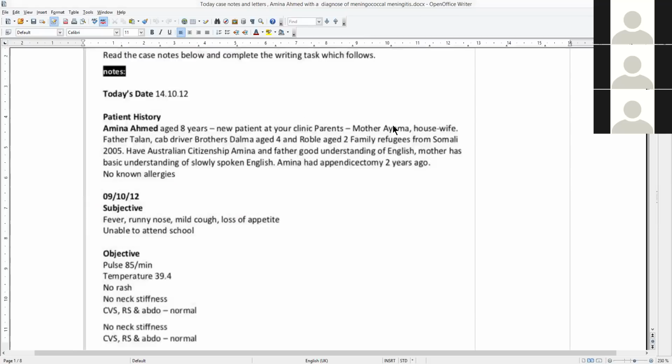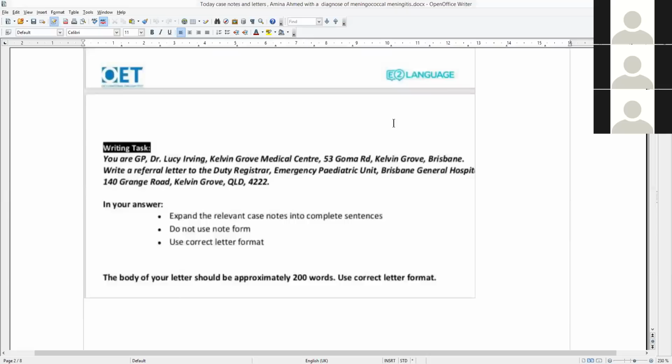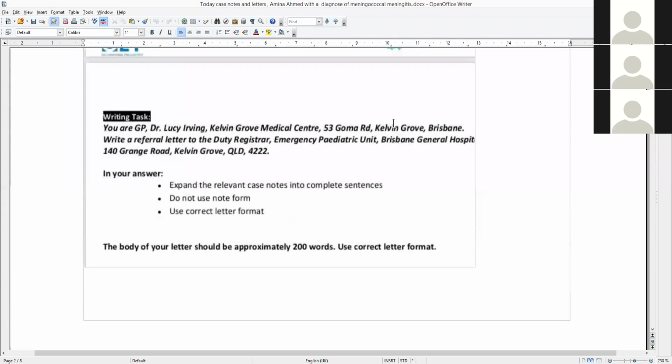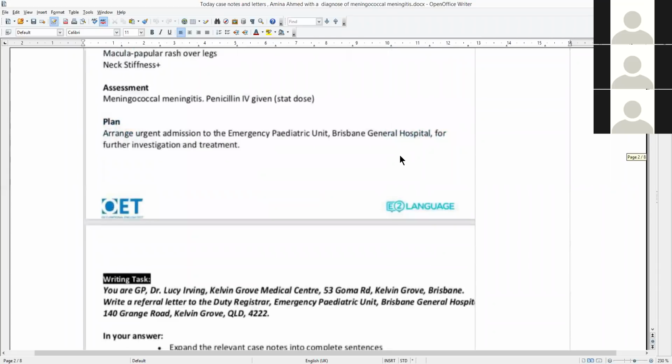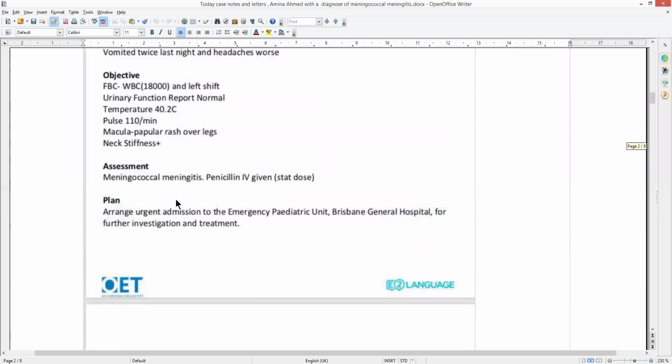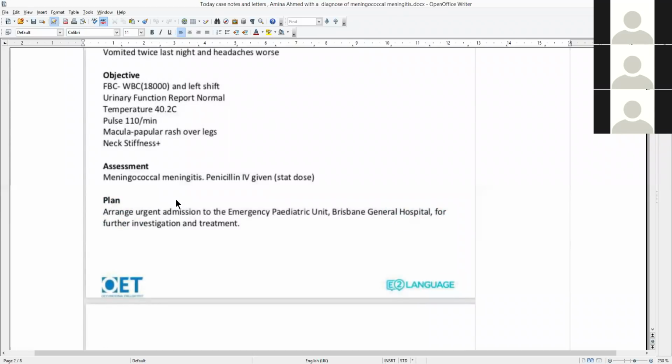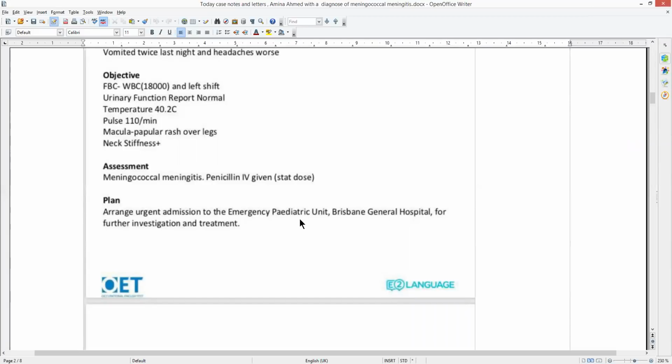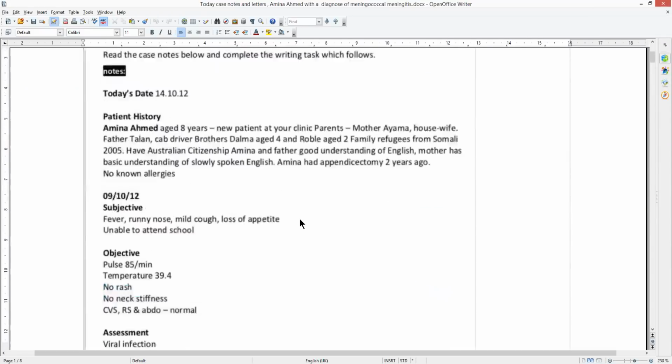So, Amina Ahmed. First things first, we go to the task at hand. That's the first thing. You are a GP, Dr. Lucy Irving. You have to write a referral letter to the registrar of the emergency pediatric unit, to arrange urgent admission to the emergency. So some very good keywords there: urgent, emergency, pediatric unit, assessment, meningitis, right? So straight to the assessment for you. So let's have a quick look at the case notes.